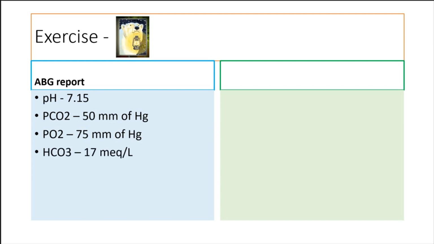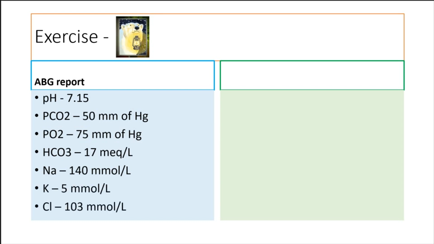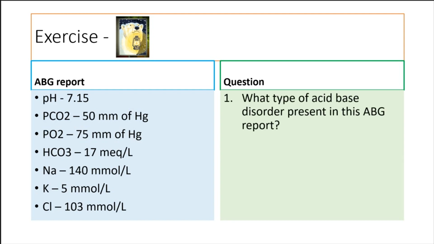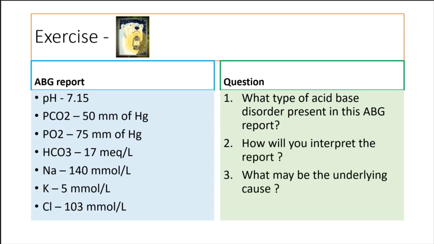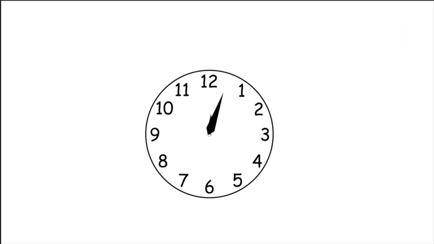HCO3 or bicarbonate 17 milliequivalent per liter. Na or sodium 140 millimole per liter. K or potassium 5 millimole per liter. Cl or chloride 103 millimole per liter. Question. 1. What type of acid-base disorder is present in this ABG report? 2. How will you interpret the report? 3. What may be the underlying cause? How fast can you solve it?